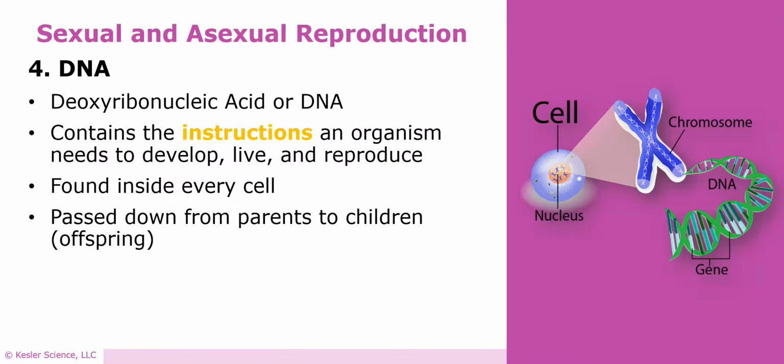DNA, that's short for deoxyribonucleic acid. DNA has instructions that an organism needs to develop, live, and reproduce. All of that information is in every cell of an organism's body. It's passed down from parents to offspring. Offspring can be the children, the puppies, the young trees or young potato plants. Offspring are the little ones that are produced through reproduction.